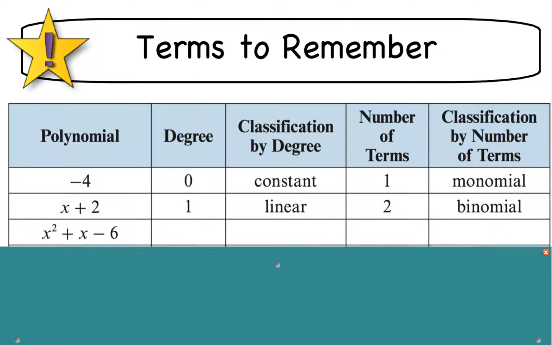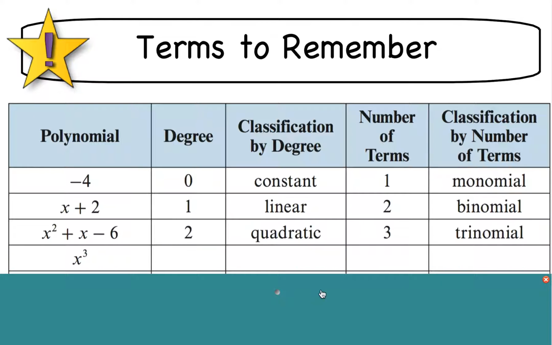All right, let's take a look at another one. This one has 3 terms. Its degree, the highest exponent, is 2. That's called a quadratic equation or quadratic expression. The number of terms is 3, so we call it a trinomial. Here's one that just has 1 term again. The degree is 3, so we call it a cubic equation. And by the number of terms, there's only 1 term, so this one's a monomial again.